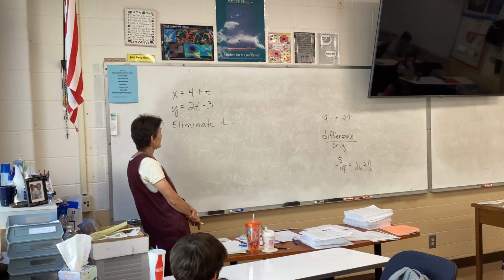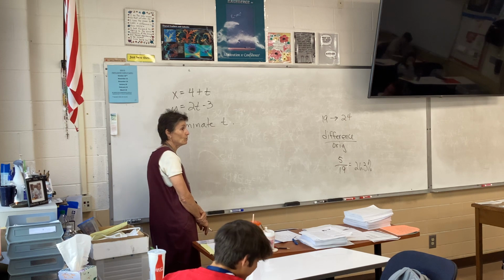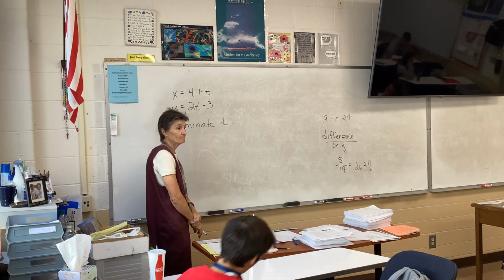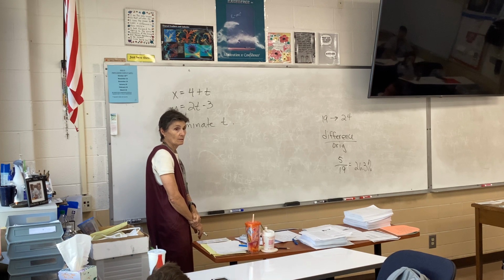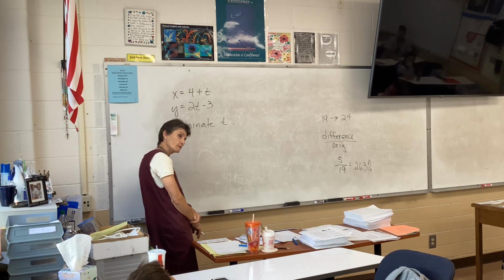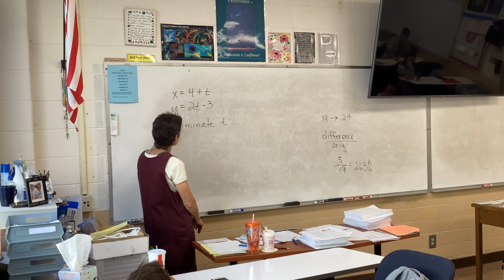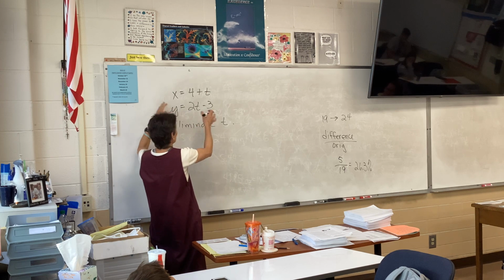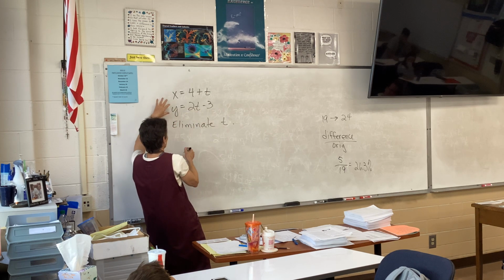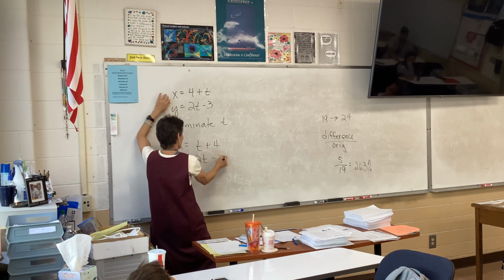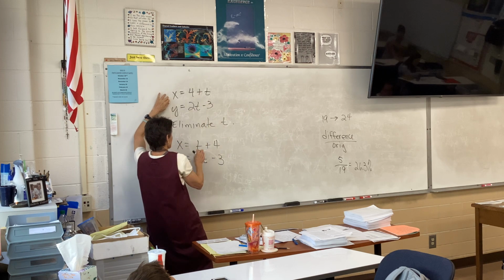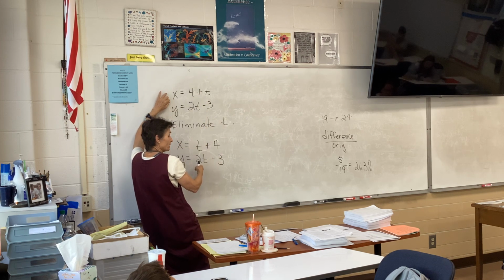All right, so we're gonna eliminate t. Now, who has a thought on how that might happen? Guys, you know how to eliminate. Well, first of all, let me line these t's up. These t's aren't lined up. So x equals t plus 4, and y equals 2t minus 3. So I just flip-flop these, so now my t's are lined up.